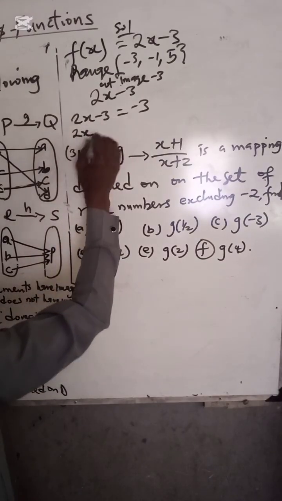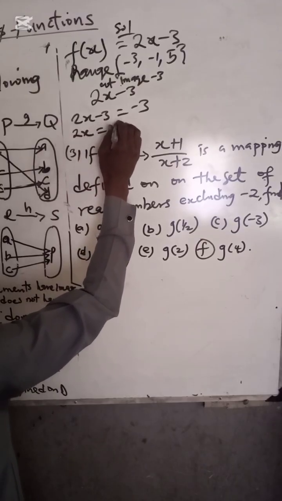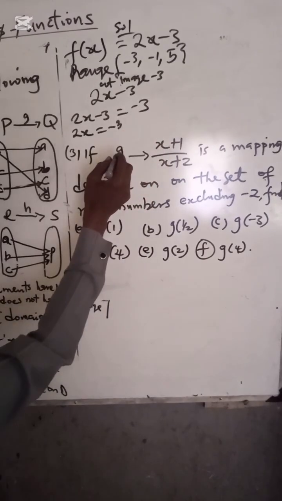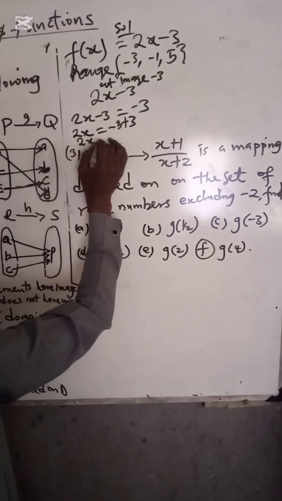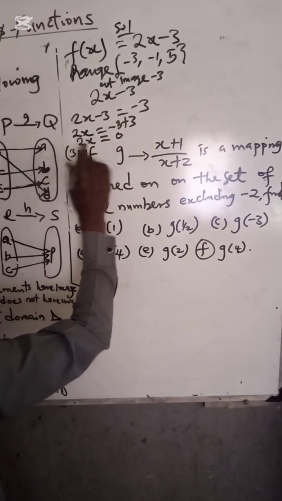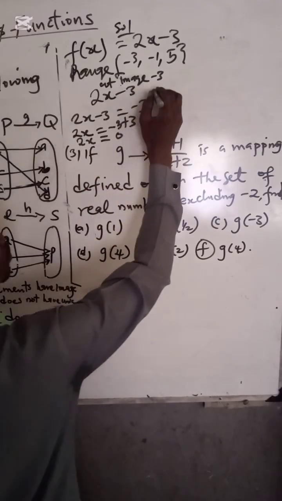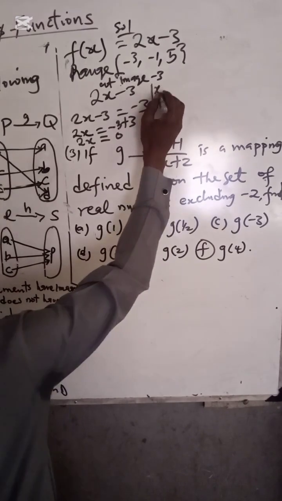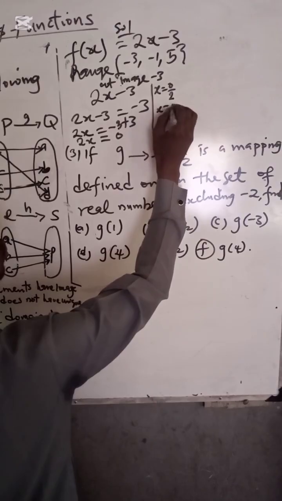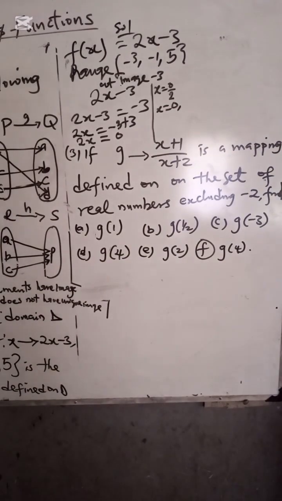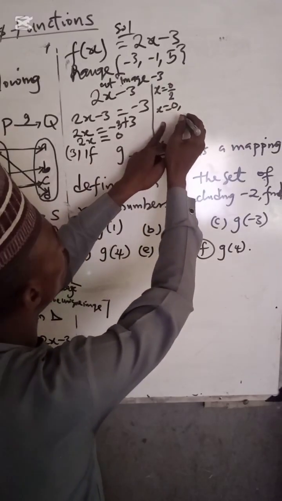2x minus 3 equals minus 3. Collect like terms: this one goes to this place, we have plus 3. 2x is equal to 0. Then x is equal to 0 over 2. x equals 0. Remember, we are looking to determine the domain. This is the first value of the domain.